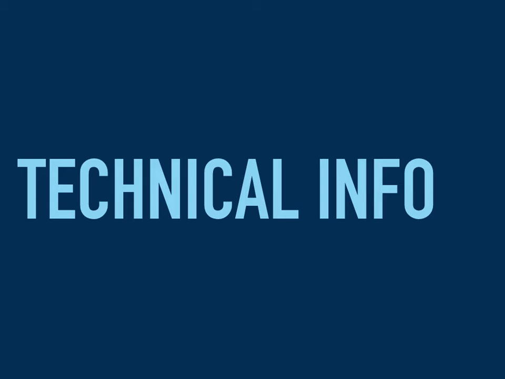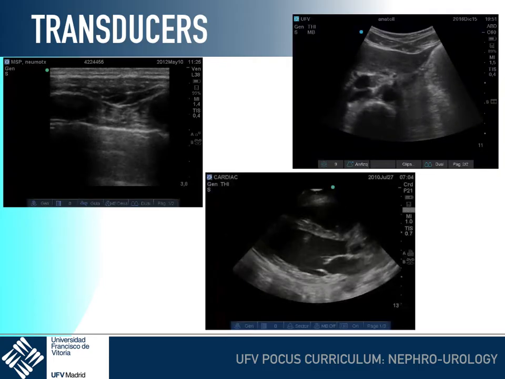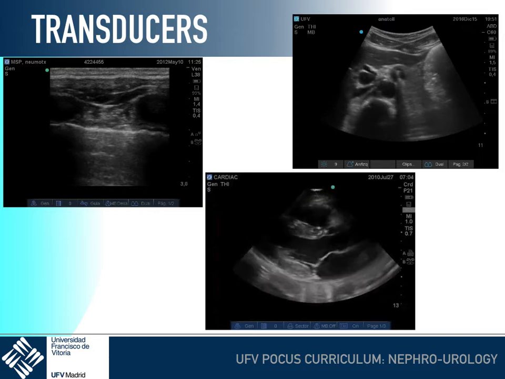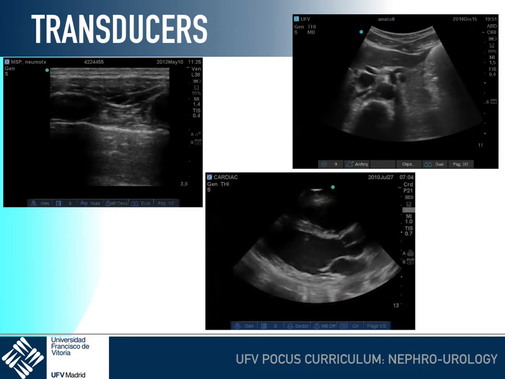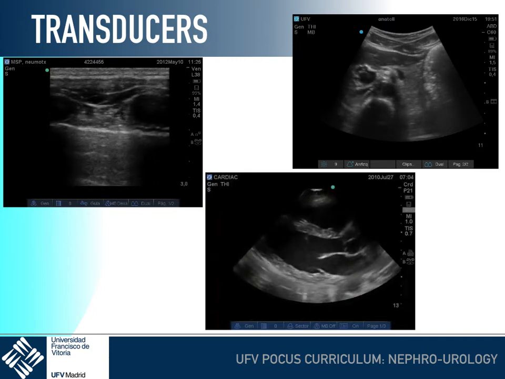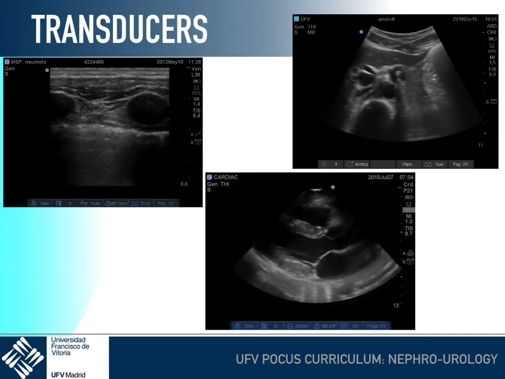Before starting, we need to remember a couple of technical details that we need to use before using the ultrasound machine. First of all, we need to choose the right transducer or probe you are going to use for the evaluation of kidneys and bladder mainly.